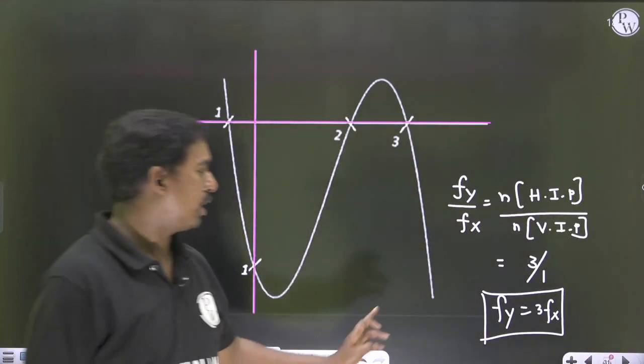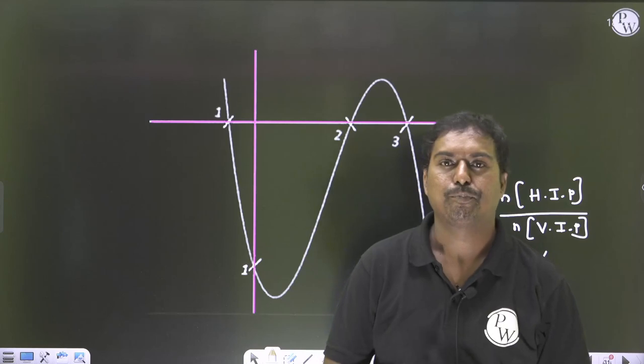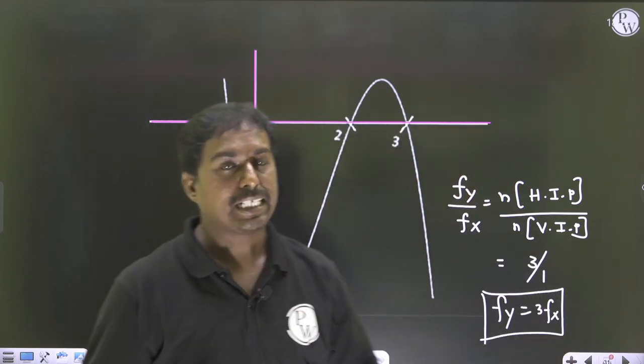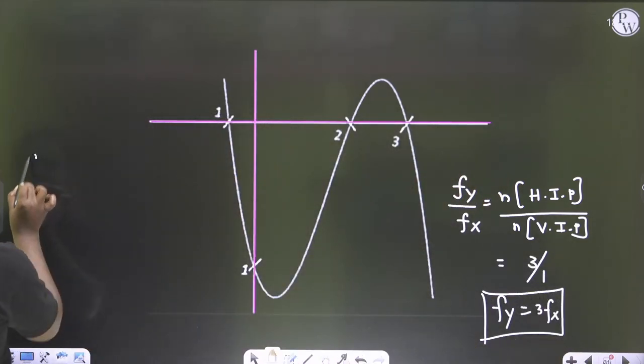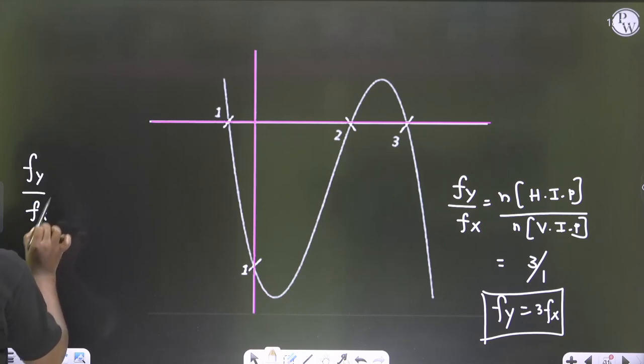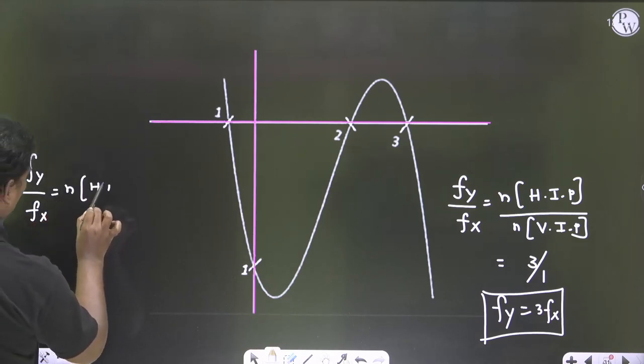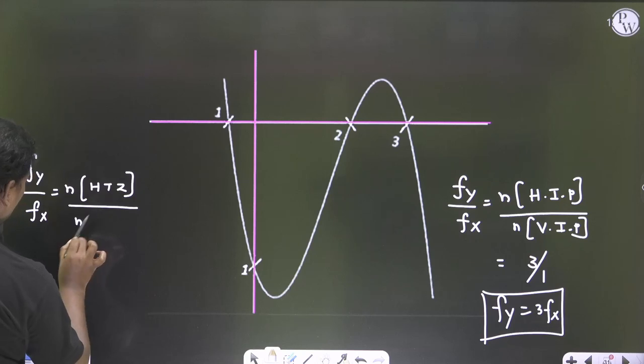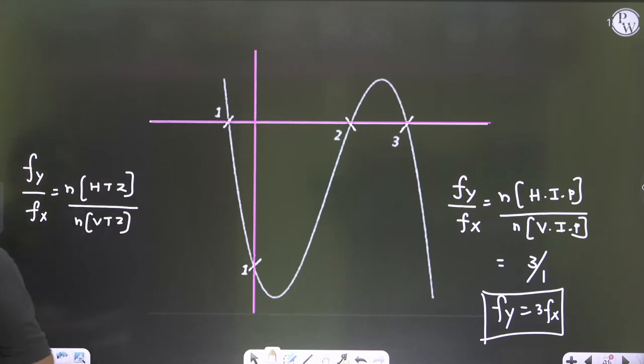Frequency of y is 3 times the frequency of x. Clear? The other way is the tangencies method. But if you look at the tangencies method, there is a problem here. It is not a complete one, so there is a possibility of making a mistake. Count the number of horizontal tangents and vertical tangents, including the tangencies.